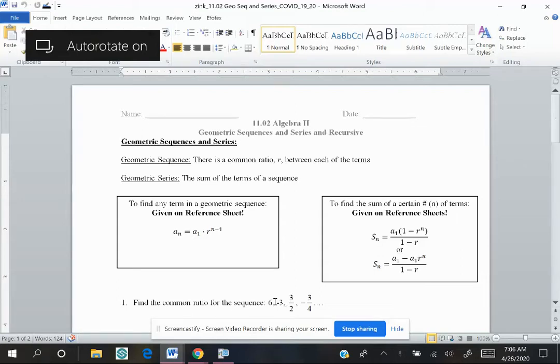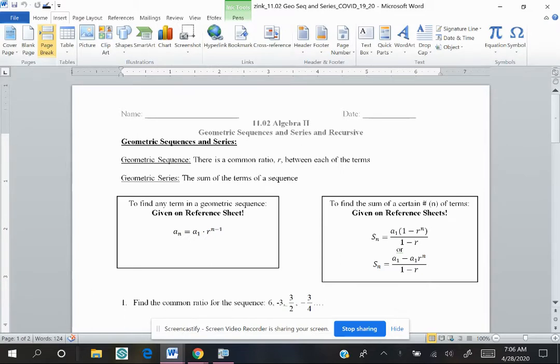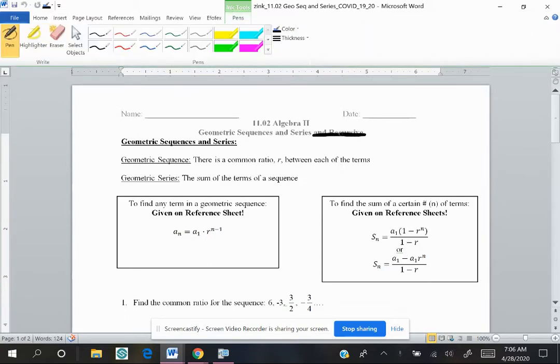Hi, we're on 11.02 today for Algebra 2, continuing on our unit with sequence and series stuff. So today we're going to talk about geometric sequence and series. And we're actually not going to talk about recursive quite yet. We're going to save that for next time. So this is just geometric sequence and series, where last time we talked about arithmetic.